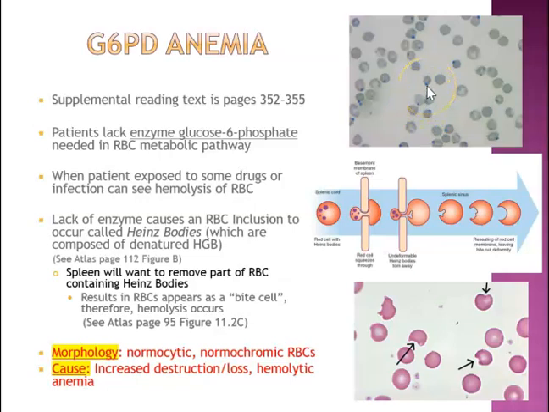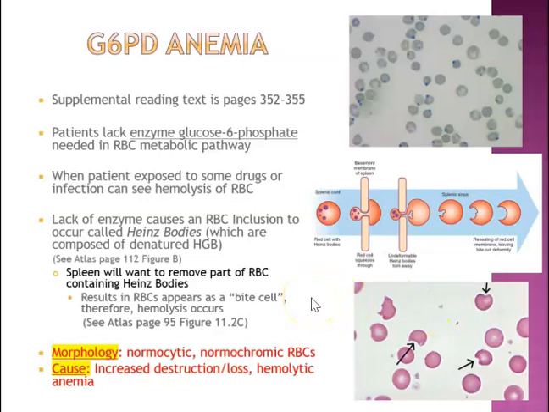Okay, so the spleen is going to want to remove the part of the red blood cell containing the Heinz body. So it results in the red blood cell appearing as a bite cell. So this is the process that the spleen's going through. So these are the Heinz bodies. The spleen's going to go through and snip off that part of the red blood cell containing the Heinz body. So the red blood cell is going to end up looking like it's got a little bite taken out of it. So that's how we end up with a bite cell. And these are what bite cells look like under the microscope.